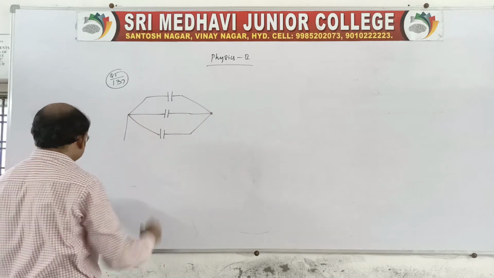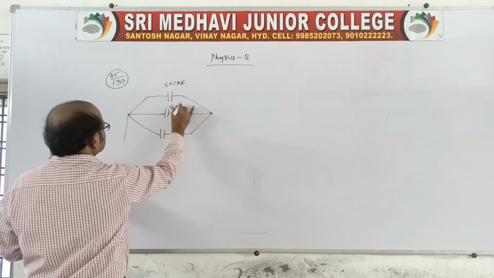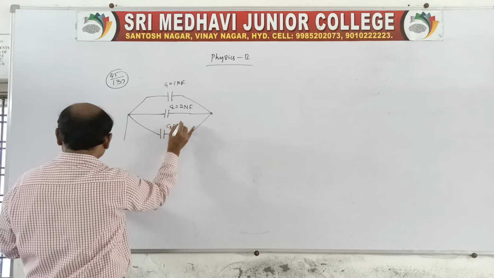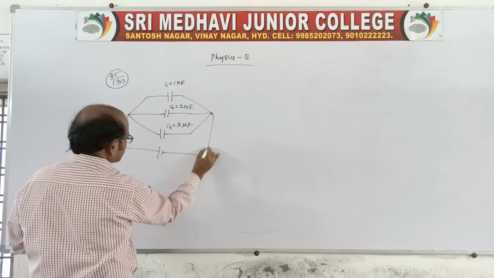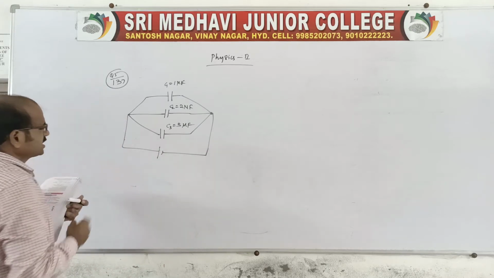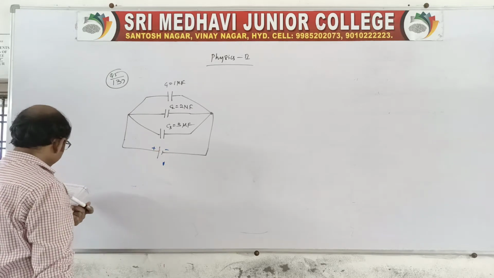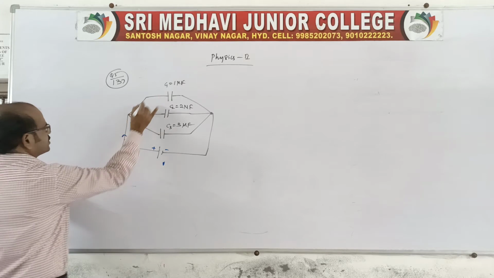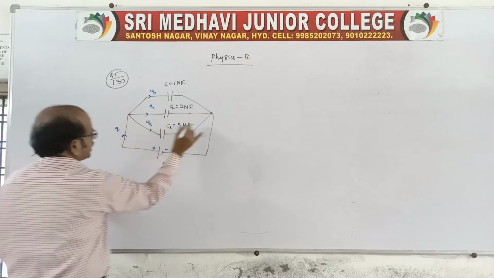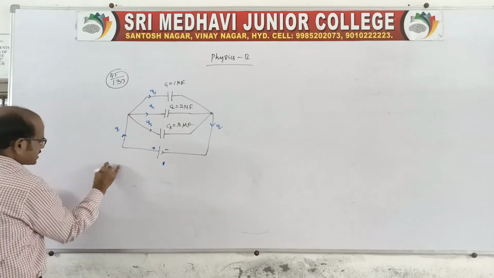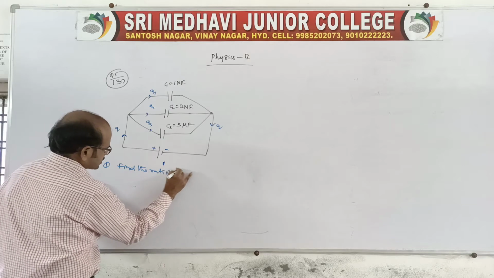So the capacitances are given: first capacitor 1 microfarad, second capacitor 2 microfarad, third capacitor 3 microfarad. They are connected to the opposite terminals of a battery like this, right? And there is a potential V, with plus and minus. Find the ratio of charge. Because the charge is divided as Q1, Q2, Q3. The first question is asking to find the ratio of charge.